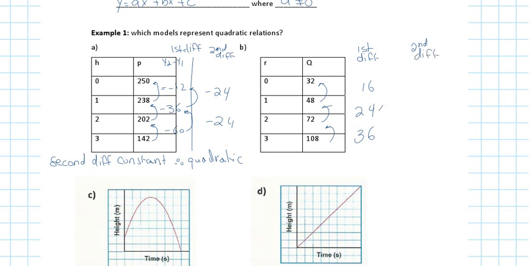And that's going to give me 8. And 36 take away 24, that's going to give me 12. Second difference is not constant. Right? You guys okay with that? Second difference is not constant, so that means this is not quadratic.